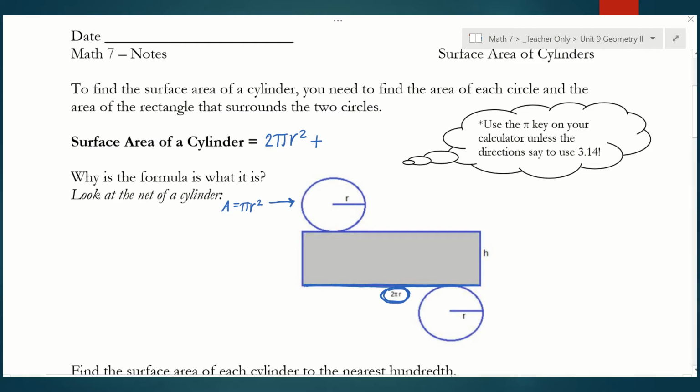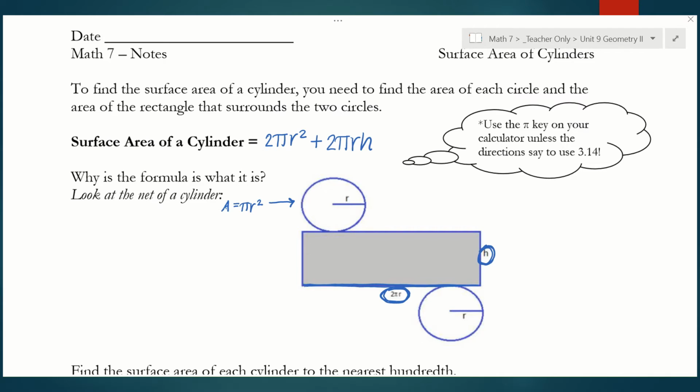And then the width of your rectangle is actually the height of your cylinder, or the height of your can. So instead of length times width, we do 2 pi r times the height. That's the second part of your surface area formula. It would be a little more complicated if you were to just find the area of those three shapes and add them together, which is again why we use our formula.